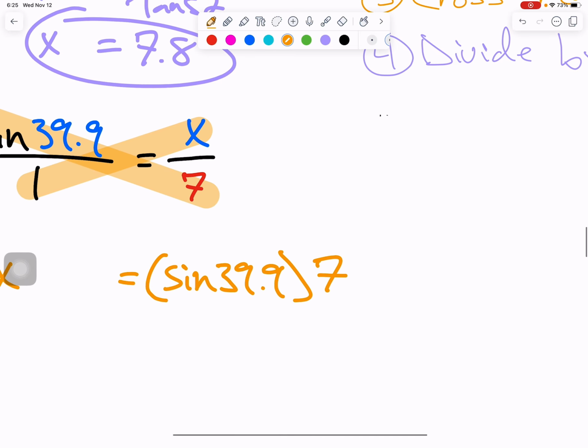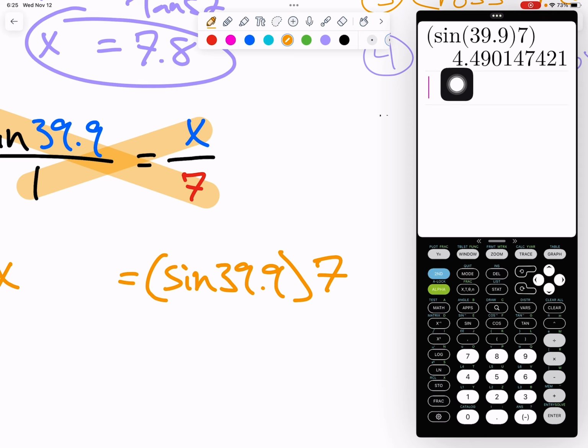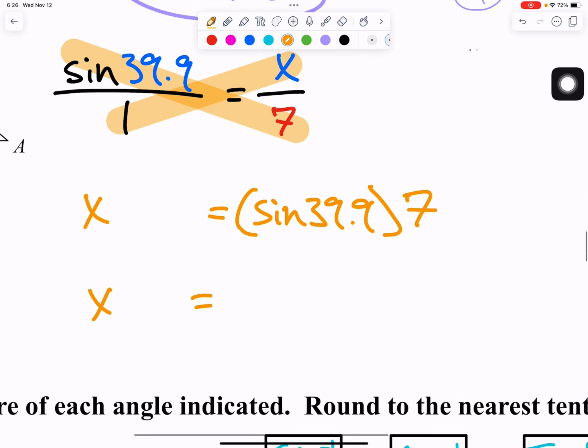And again, we just go to the calculator, guys. All right, open your parenthesis above the 8 there. Type in your sine 39.9. Close it, hit 7, hit enter. 4.49. Oh my goodness, that becomes 4.5 because 5 through 9, we will round up. So x equals 4.5.